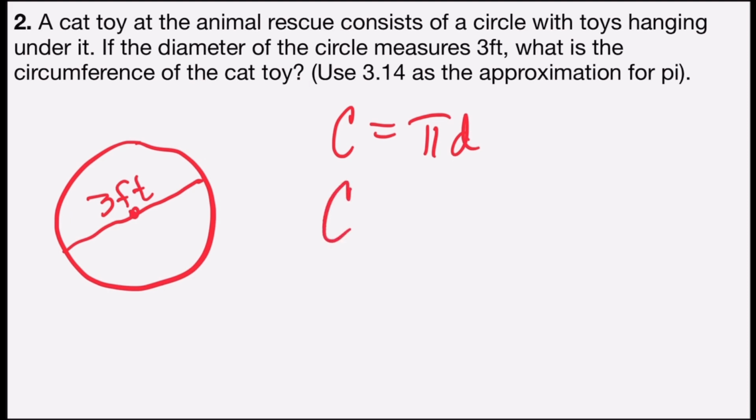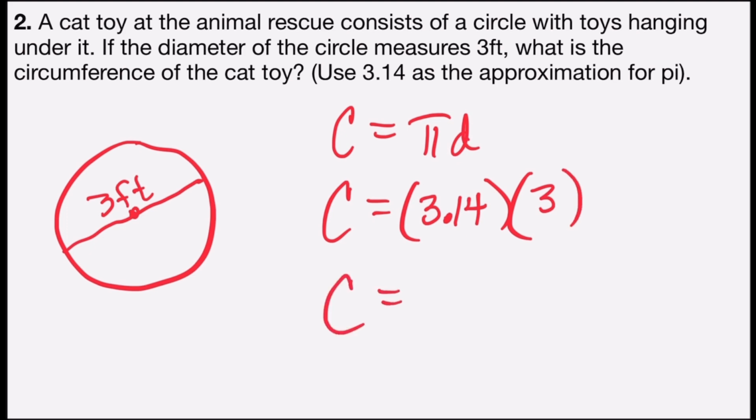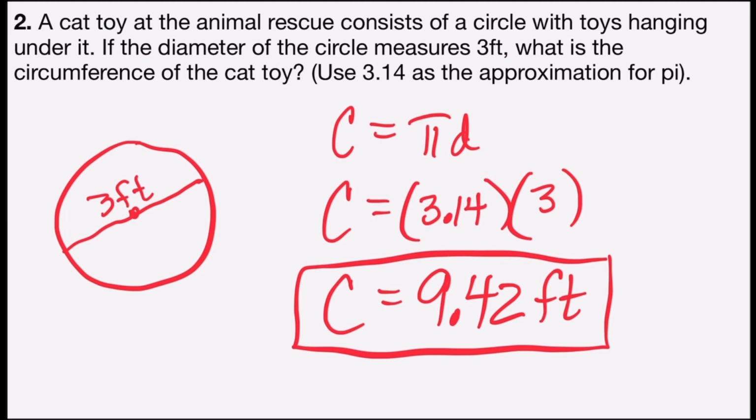In the problem, it says to use 3.14, so I'll substitute 3.14 as the approximation for pi, and then I'm going to substitute 3 for the diameter. Simply, I just have to multiply those two values together, 3.14 times 3, and I will find that the circumference of the cat toy would be 9.42 feet. So the distance around the circle in the cat toy would be 9.42 feet.